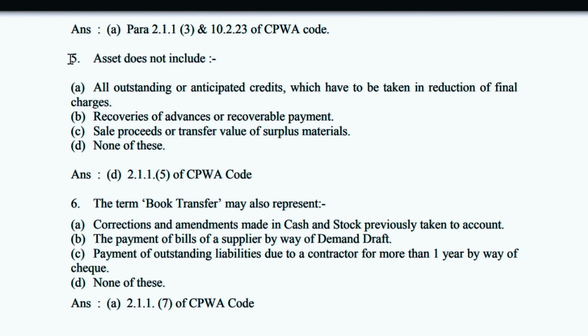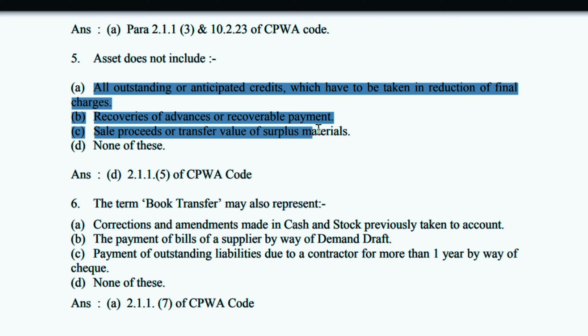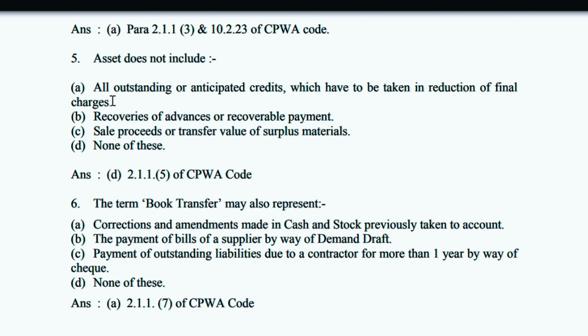Serial number 5. Question is, asset does not include all outstanding or anticipated credits which have to be taken in reduction of final charges, recoveries of advance or recoverable payment, sale proceeds or transfer value of surplus material. Actually all the options are included under the asset. So answer is D, none of these.